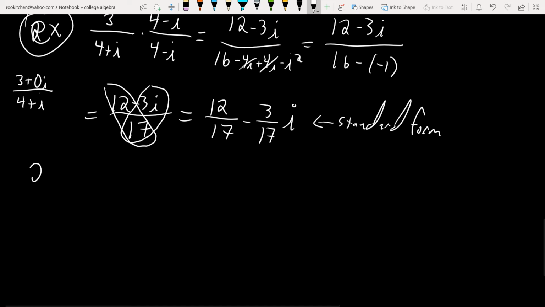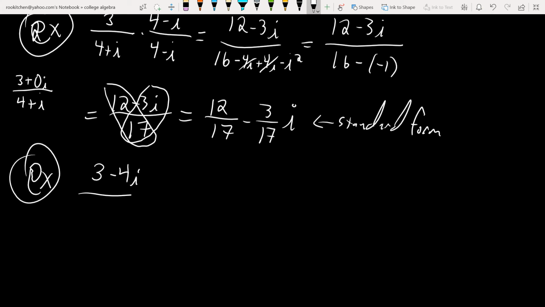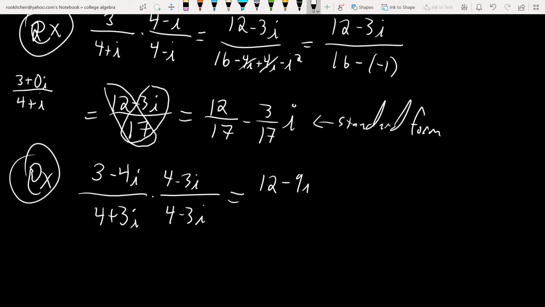All right, so anyways, another example, used to be 28 in the book. 3 minus 4i divided by 4 plus 3i. Here I'm going to multiply top and bottom again by the conjugate. So I have 4 minus 3i on top and 4 minus 3i on the bottom, and I have some foiling. On the top, the first 12, the outer minus 9i, the inner minus 16i, and then last plus 12i squared. I squared is negative 1.